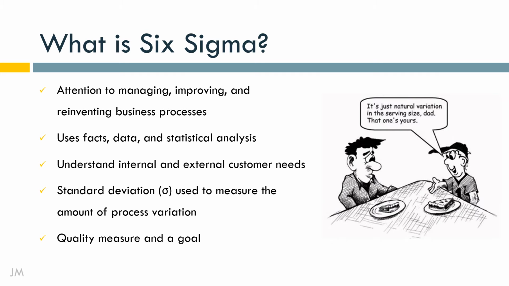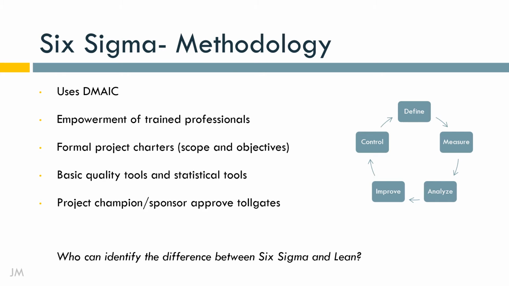So what is Lean Sigma? Attention to managing, improving, and reinventing business processes. Use facts, data, and statistical analysis. Understanding internal and external customer needs. Standard deviation, used to measure the amount of process variation, and quality measures and goals. So when we talk about the Six Sigma methodology, what always comes to mind is the DMAIC theory. DMAIC is define, measure, analyze, improve, and control. So do any of you know what is the difference between Lean and Six Sigma?